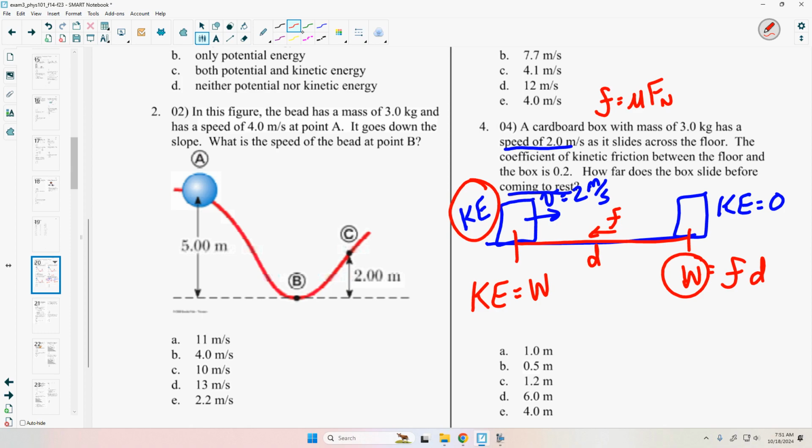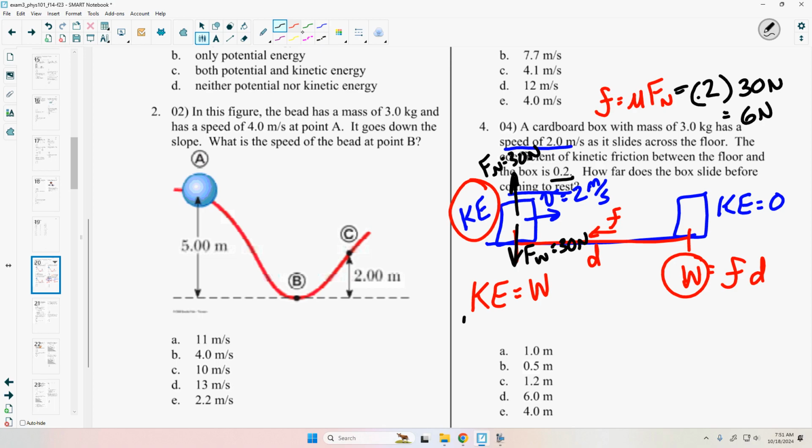Also, I don't know the normal force, but I do know the weight of this object. The weight, which is m times g, is 30 newtons. That means, because this is on a horizontal surface, the normal force is also 30 newtons. So I get a coefficient of kinetic friction of 0.2 times my normal force of 30. So that is a frictional force of 6 newtons.